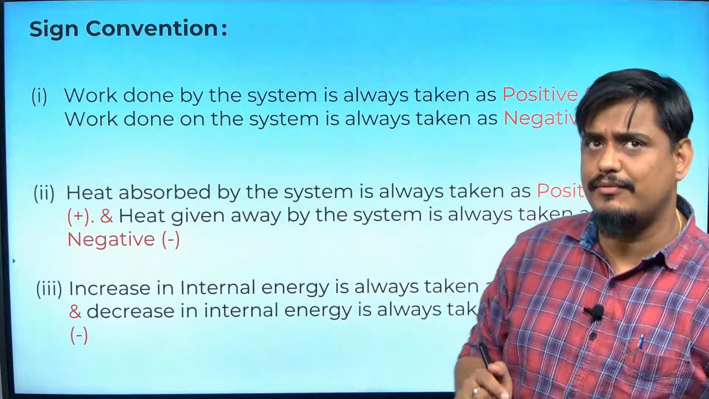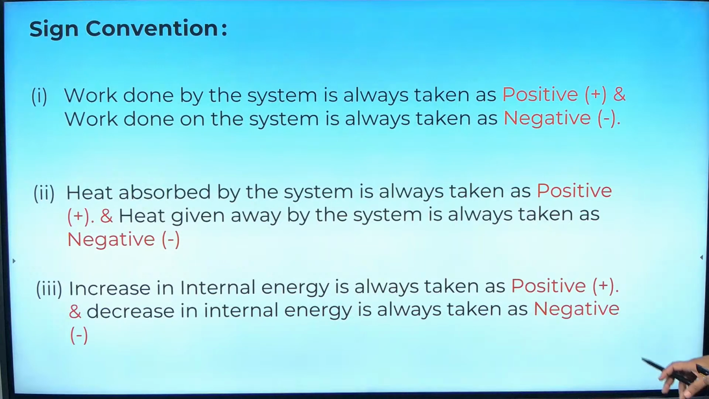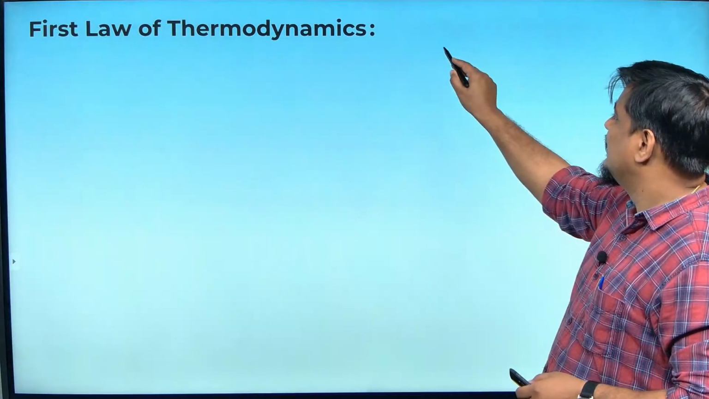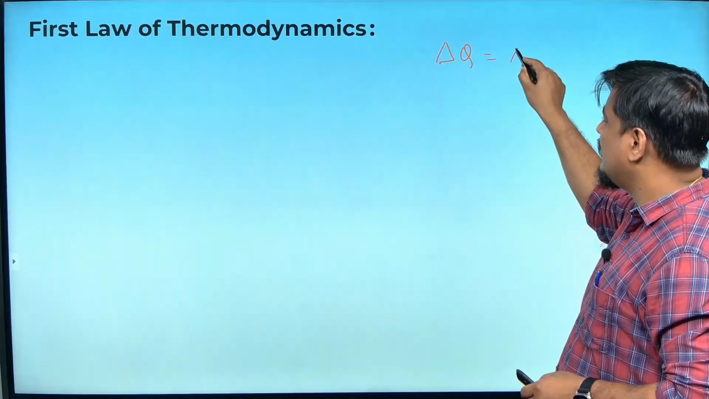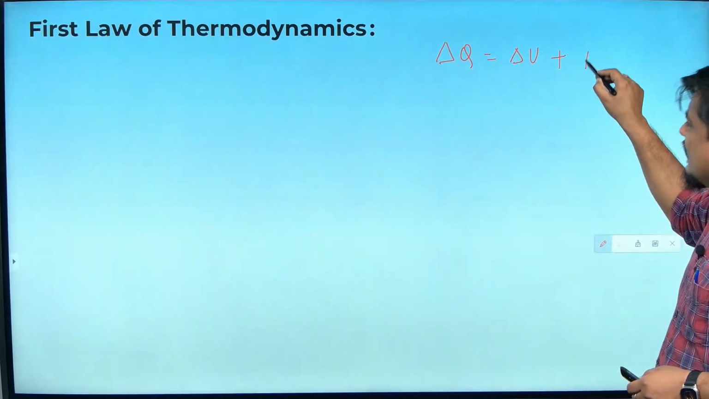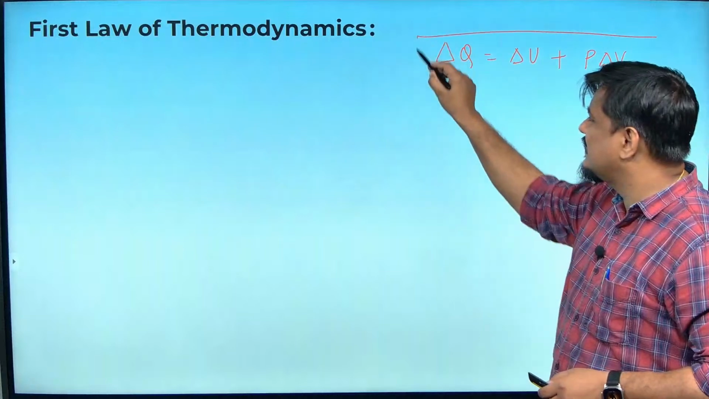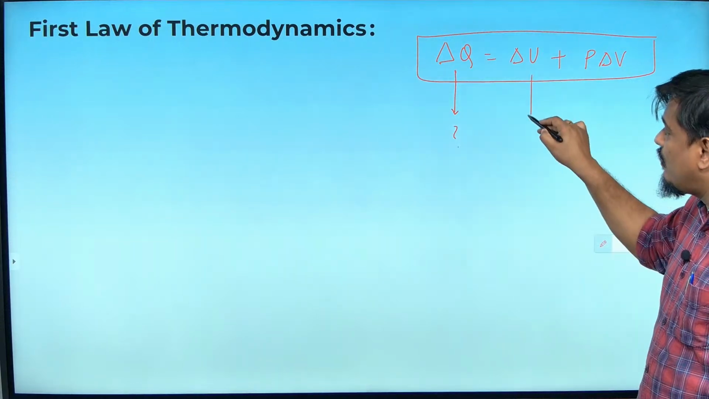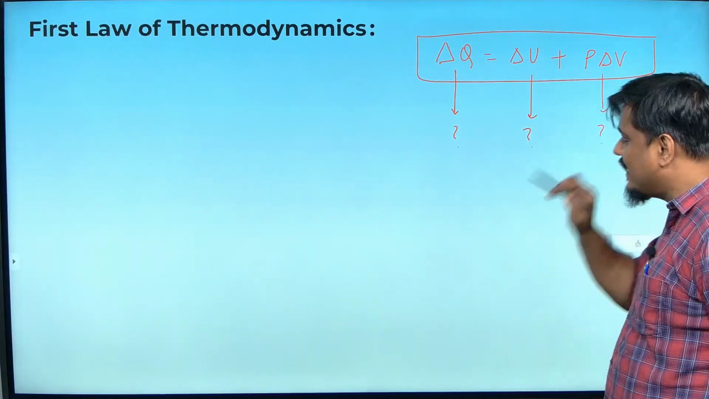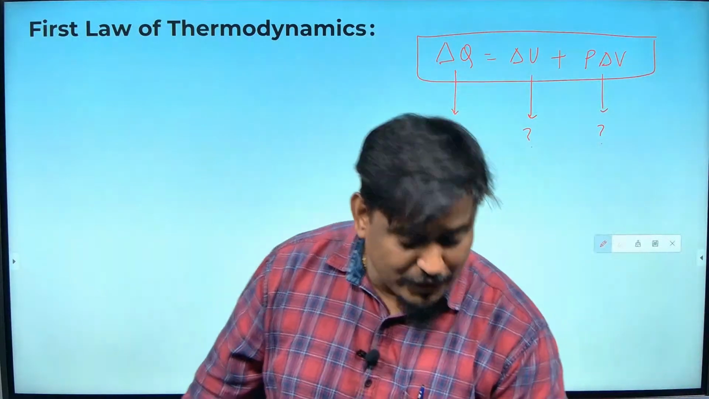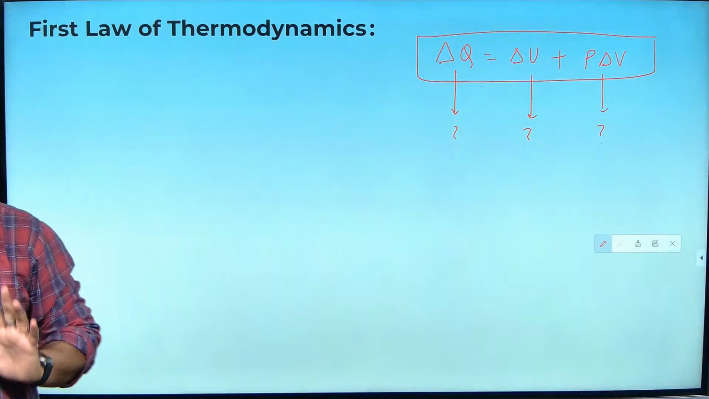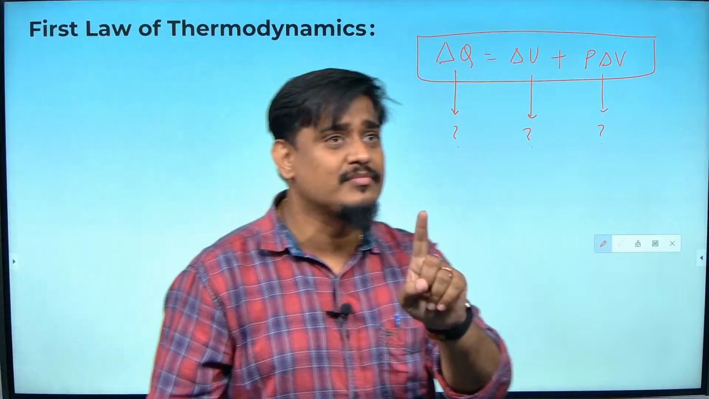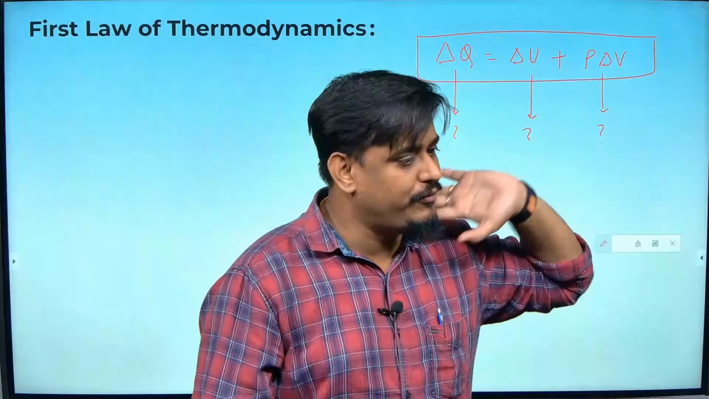But you should understand, when the formula becomes, let me write it down here, del Q is equal to del U plus P del V or del W, you should be very clear about the meaning of del Q, the meaning of del U, and the meaning of P del V or del W. If you are not clear in this, you cannot mug up this formula and solve numericals out of it. Today I will give two numericals to you, and you will realize that until you are conceptually very strong, you cannot solve the numericals coming from the first law of thermodynamics.